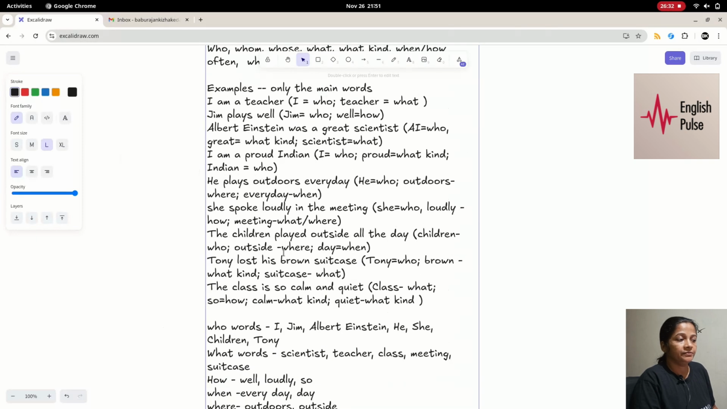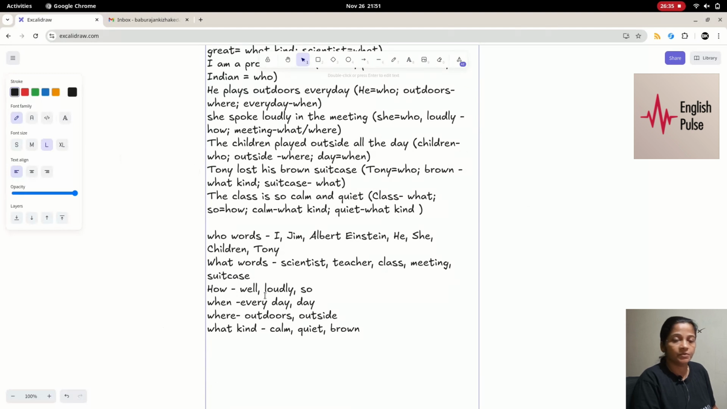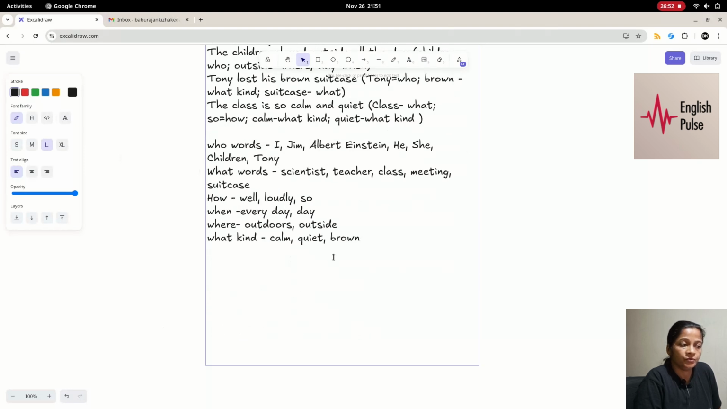You need to identify what each word corresponds to, what each word does, whether it talks about how, or the time, or the place, or whether it is describing another word, or whether it is about the person. Okay, so that's all for today.